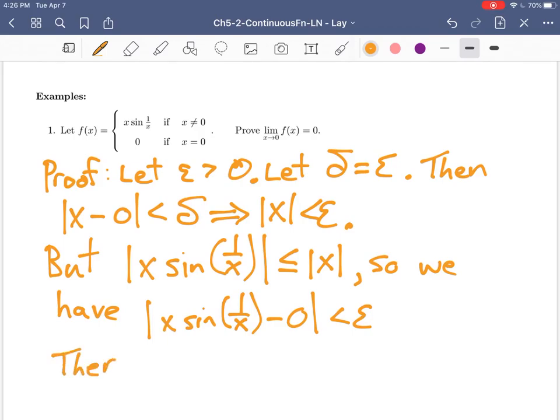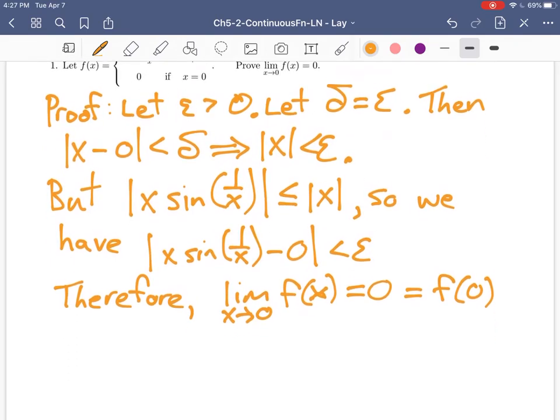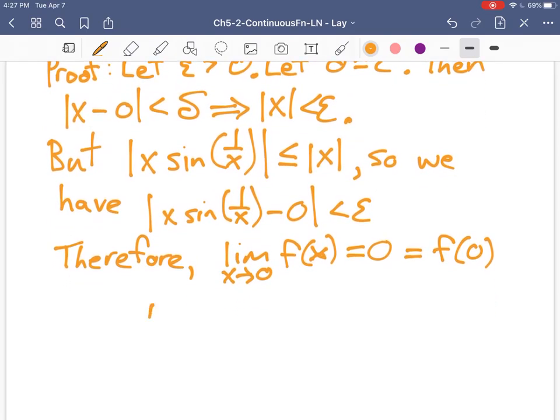Therefore, our limit of f of x as x approaches 0 is actually equal to 0. It is also equal to f of 0, and so we also might note f is continuous at x equals 0.